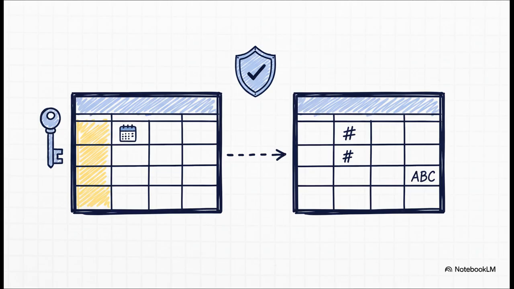Then you have data integrity. These are rules you set up to make sure your data is clean from the get-go, like, say, forcing a phone number field to only accept numbers, or making sure an email address actually has an @ symbol in it. It's all about building a foundation that's not just big, but strong and reliable.